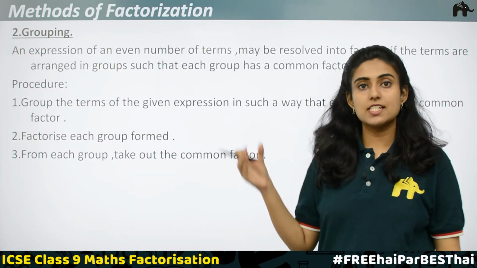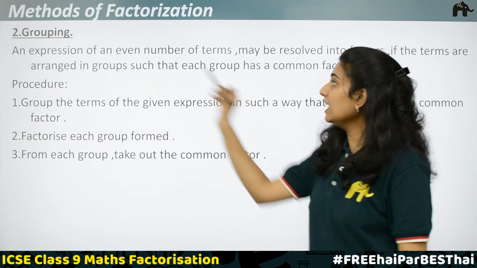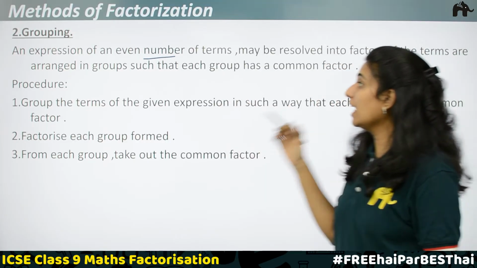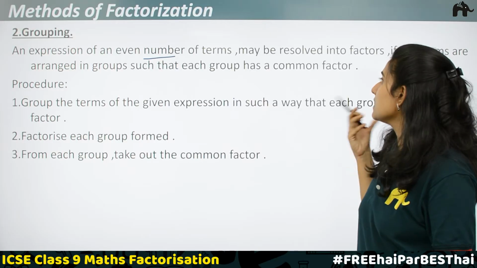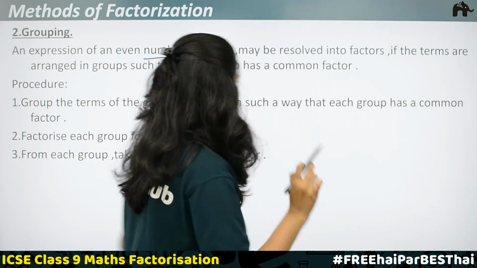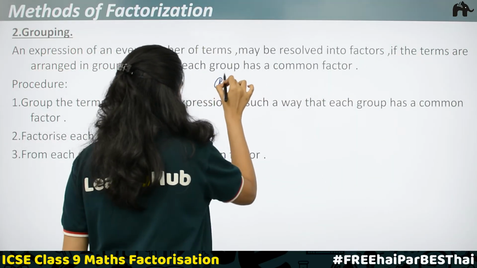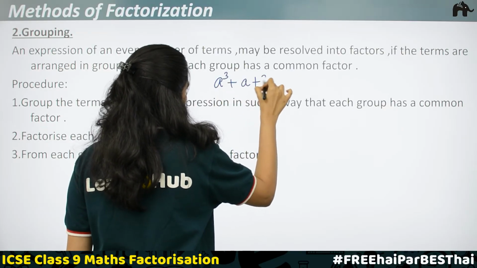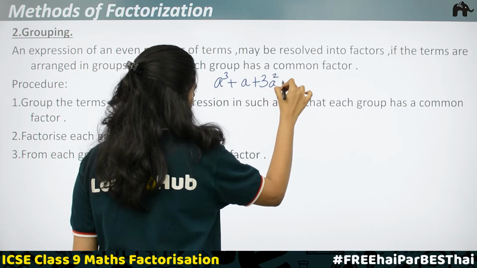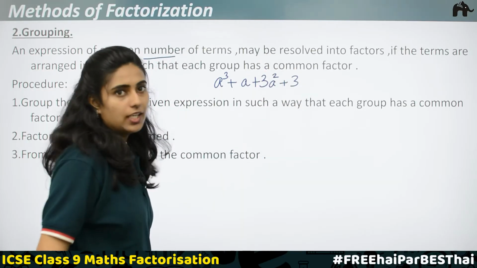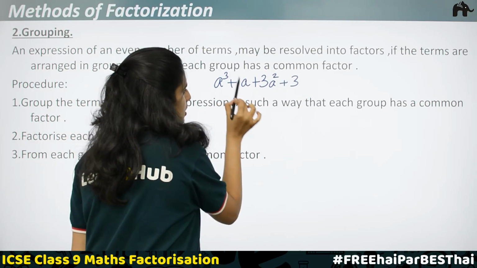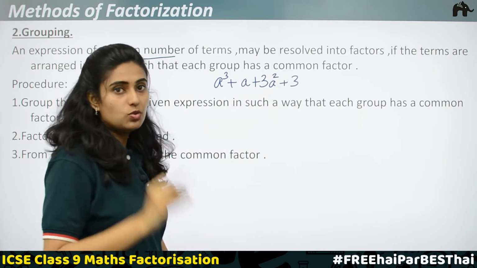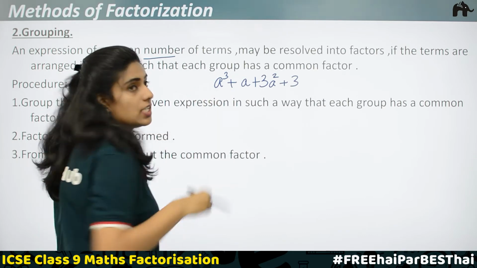Clear? Second method is a grouping method. An expression of an even number of terms may be resolved into factors if the terms are arranged in groups such that each group has a common factor. We'll take an example. Okay, so here a cube plus a plus 3a square plus 3. Okay, here you can see when you count 1, 2, 3, 4, there are 4 terms. When you have even number of terms, we can use the grouping method.